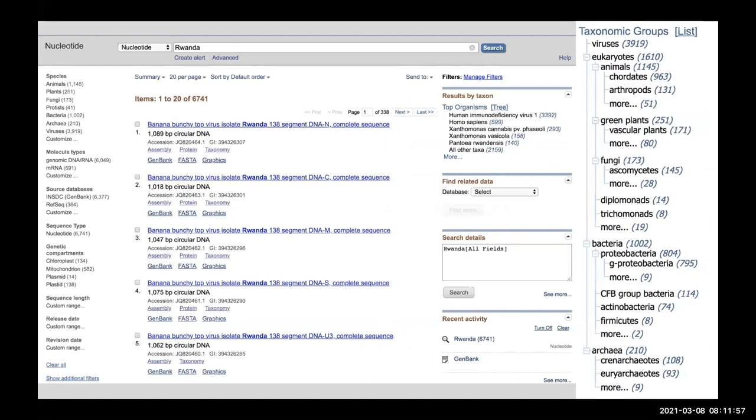And so this is what a query looks like, and you can see the different groups that are represented. This was just for the country of Rwanda. You can see that 963 chordate species have been sequenced from Rwanda, and only 131 arthropods, which is probably terrible, 171 vascular plants. We'll come back to these questions, but suffice it to say, there is a lot of data out there.